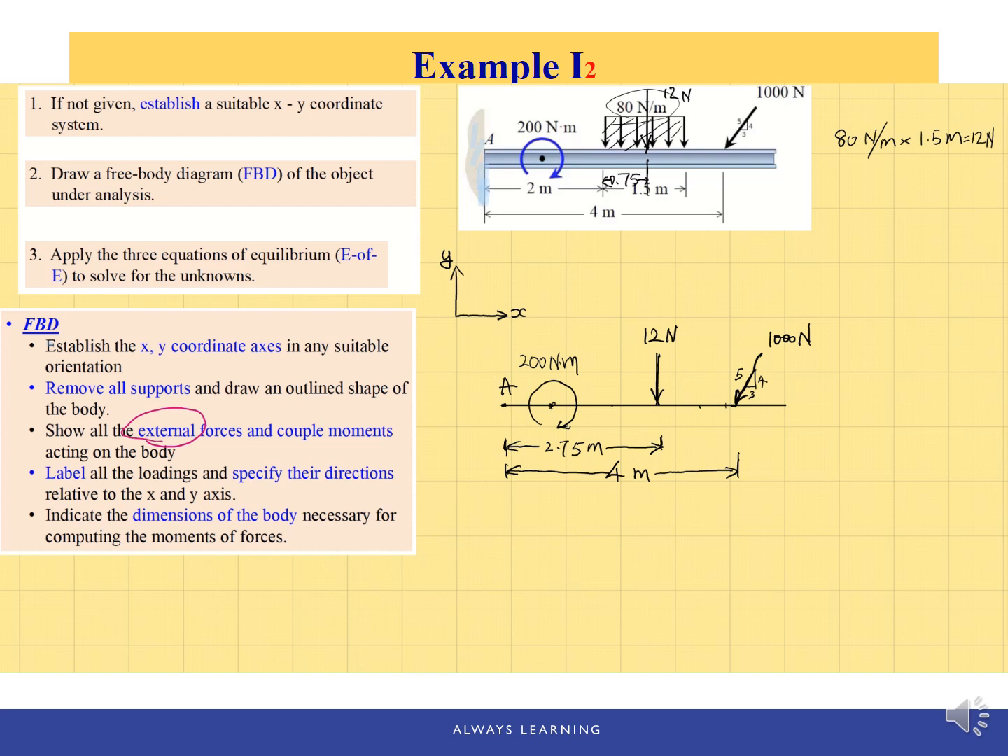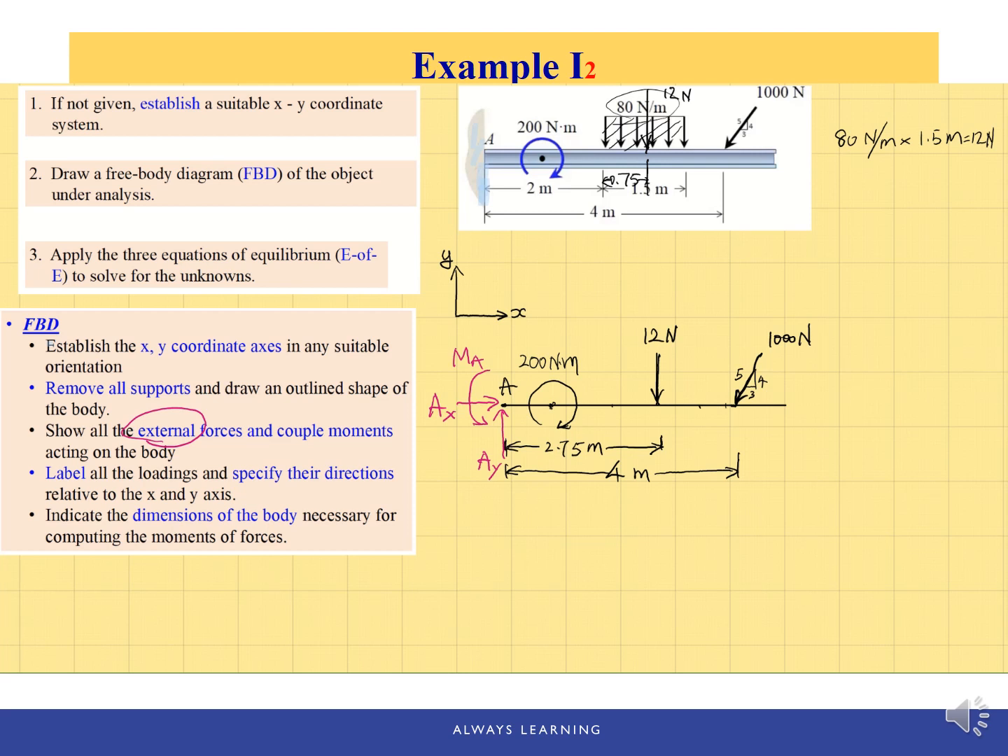So now we're going to put in the fixed support. We already analyzed the fixed support: there is one x component, Ax. There's one y component, Ay, and there is a couple moment, which will be a counterclockwise couple moment, MA. And we are looking for those values.